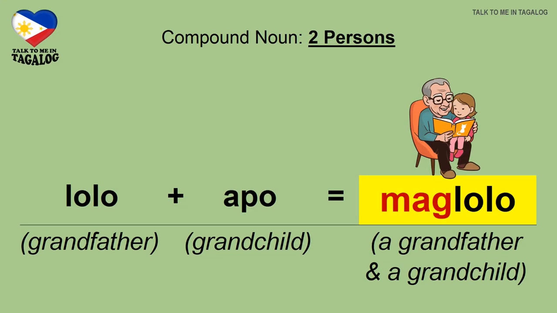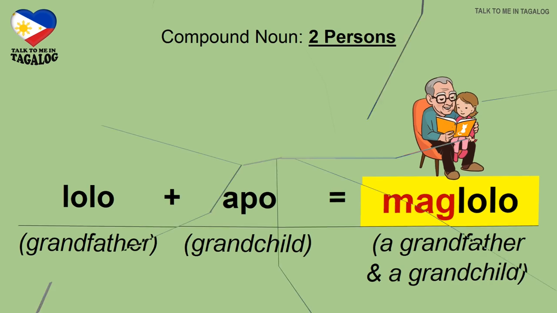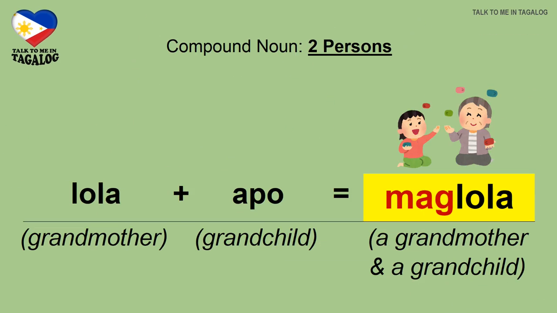Maglolo, meaning a grandfather and his grandchild. Lolo is grandfather and apo means grandchild. It could be a granddaughter or a grandson. Maglola, meaning a grandmother and her grandchild.